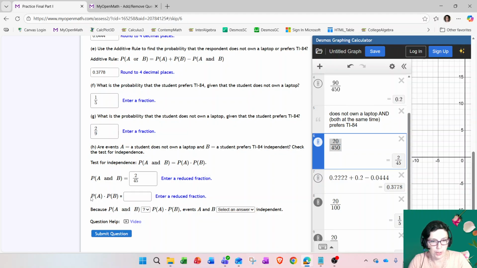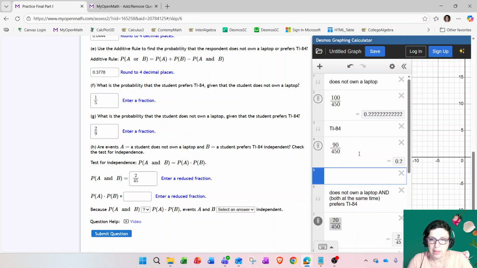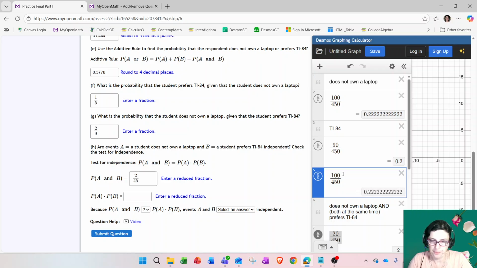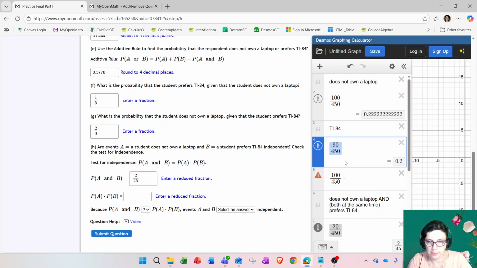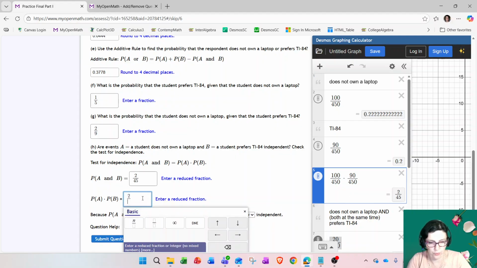Now, how about this one? Well, this one you have to find probability of A multiplied by probability of B. But again, I already found them here. I just need to multiply these two, okay, and then reduce them. So I'll just hit enter on my keyboard. That is going to insert an empty line in the calculator, and I'm going to take these two numbers and multiply them, okay? And now I'm going to convert them to a fraction, okay? So that is also 2 over 45.